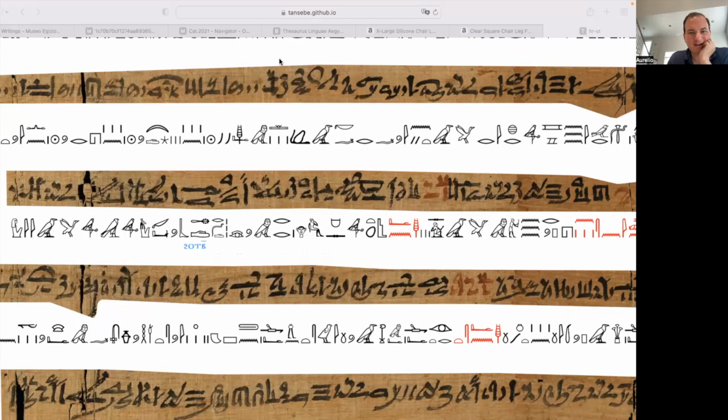Any idea what that is grammatically? Nope. I mean, so here's the verb, and it's followed by a nominal direct object or nominal subject. So it's some kind of Sejm F, and we have only two in late Egyptian.